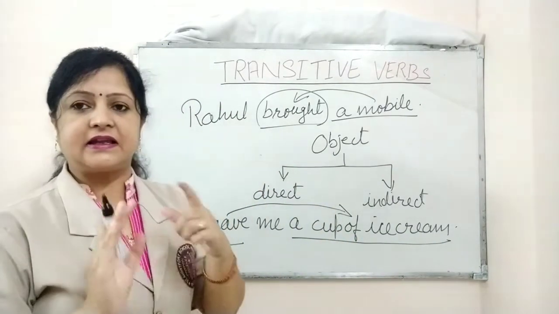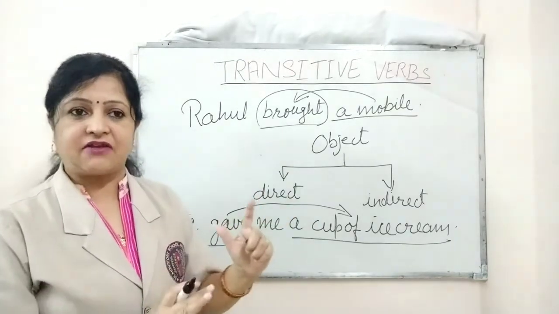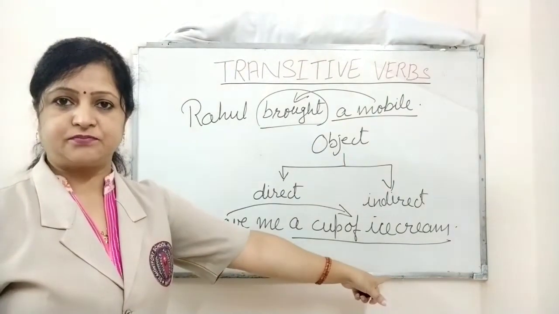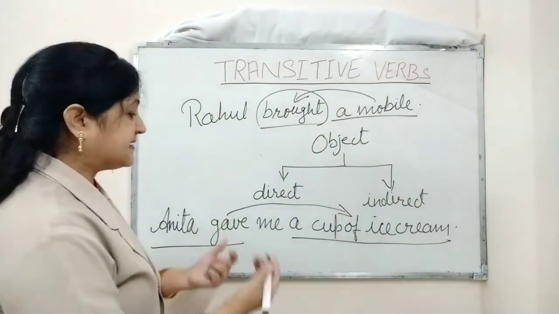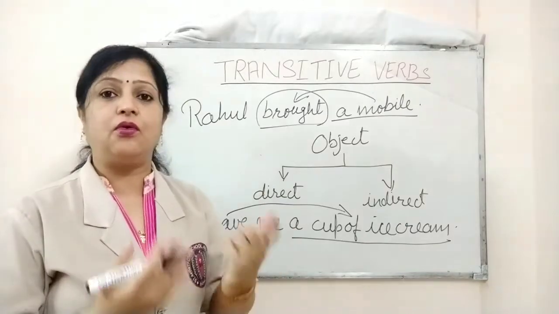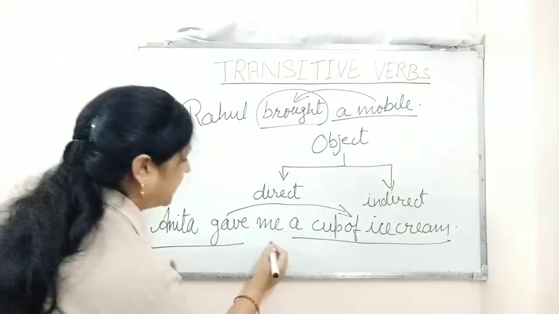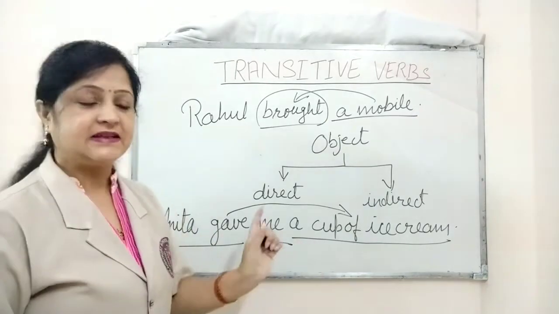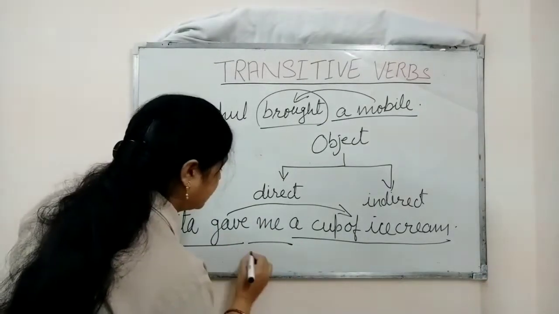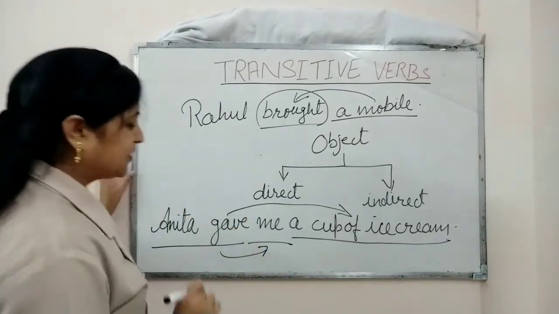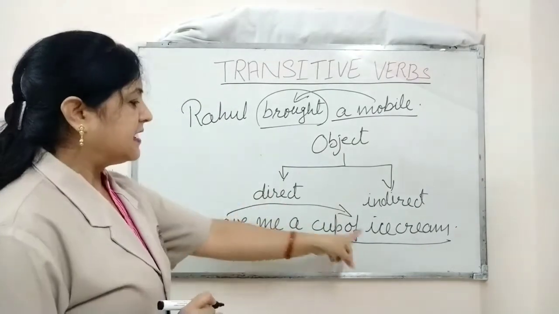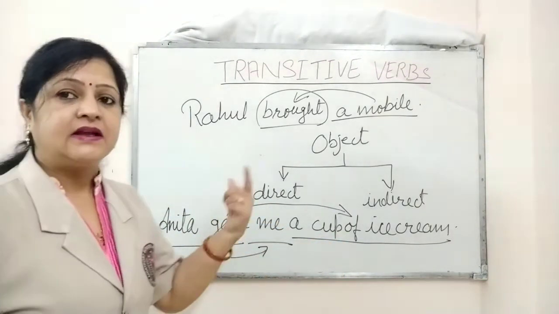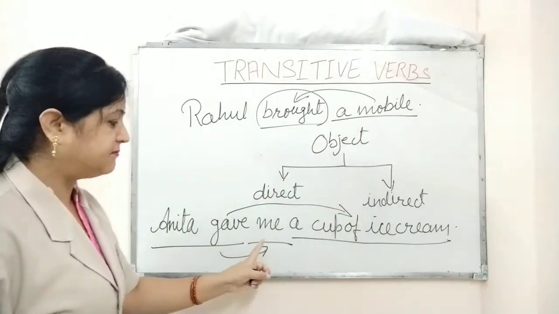So here, Anita gave what? The answer is a cup of ice cream. Now if I ask, Anita gave ice cream to whom? The answer of the second question is me. So here me is the indirect object. The direct object is a cup of ice cream, and the indirect object is the one to whom the ice cream has been given, that is me.